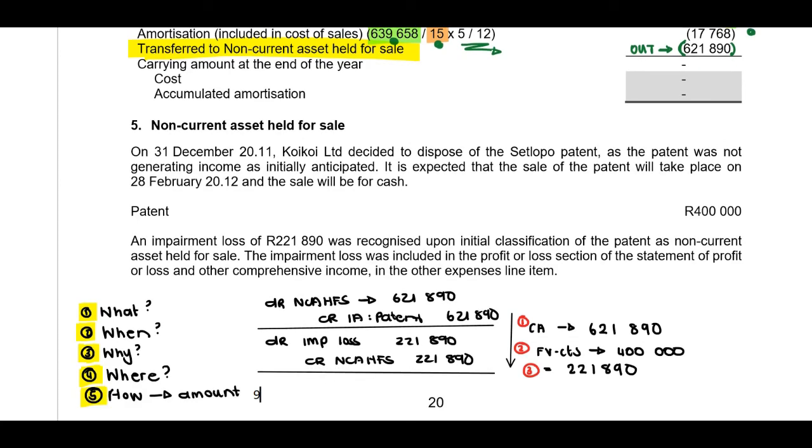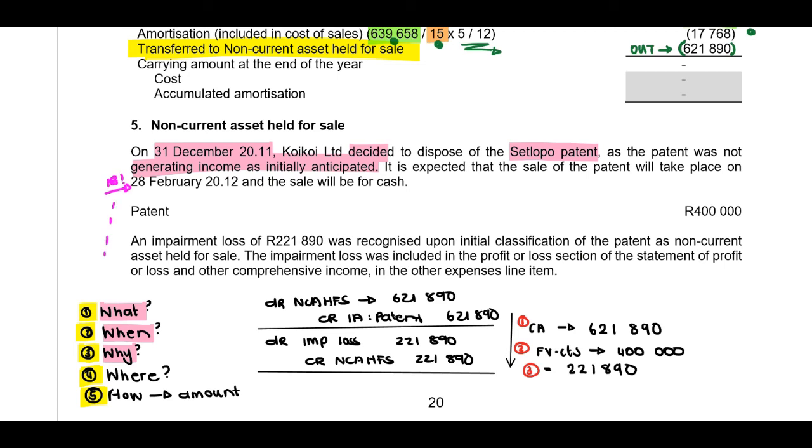Right, now let's have a look at the note. Non-current asset held for sale on 31 December 2011. This is your when: KoiKoi Ltd decided to dispose of the said lawful patent. This is your what: as the patent was not generating income as initially anticipated. This is your why. It is expected that the sale of the patent will take place. This is an important one, guys. When this will take place: 28 February 2012. And the sale will be for cash.